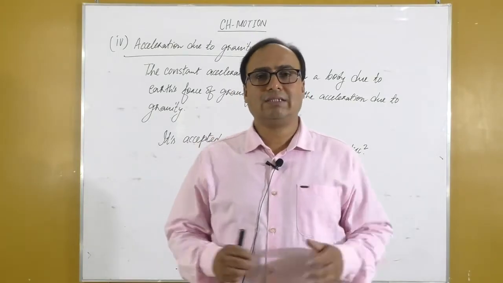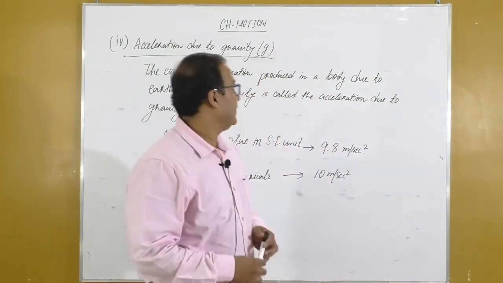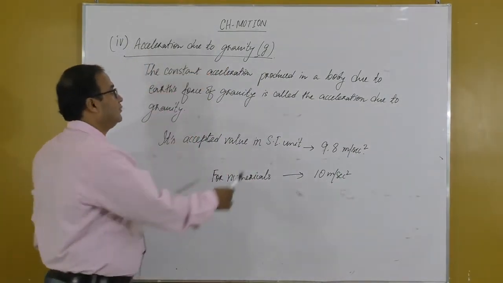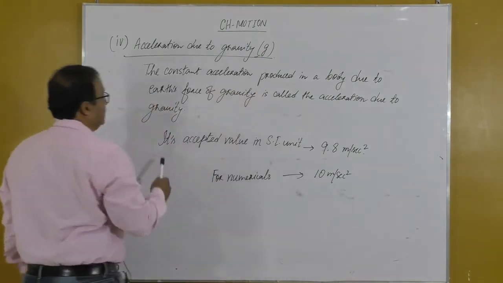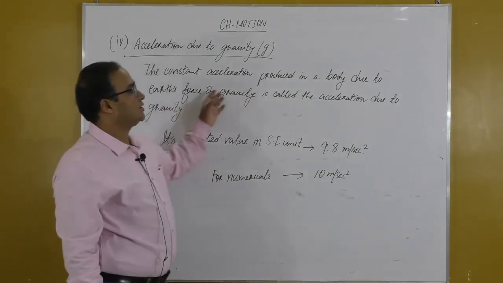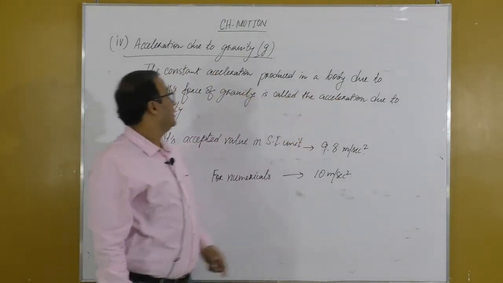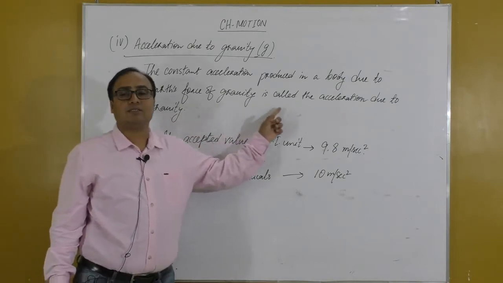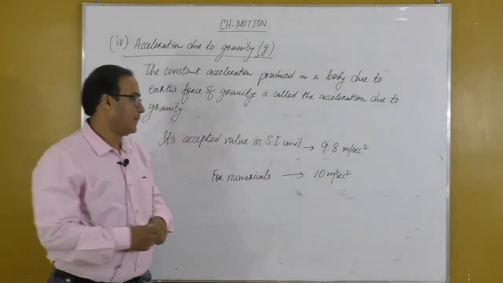Now the fourth term that we are going to discuss is the acceleration due to gravity, denoted by the symbol small g. First, note down the definition: the constant acceleration produced in a body due to the earth's force of gravity is called the acceleration due to gravity.